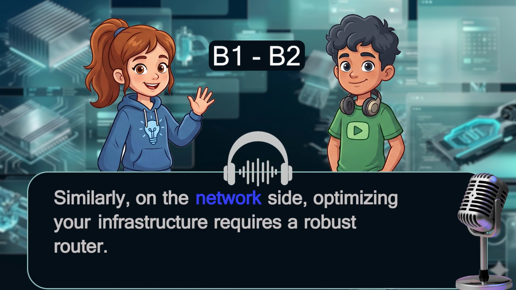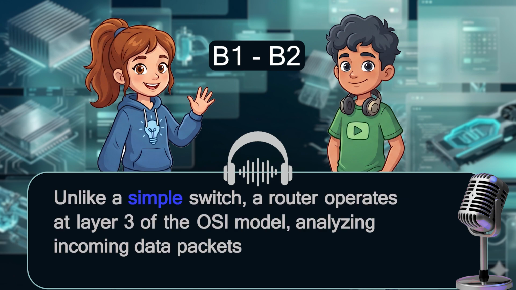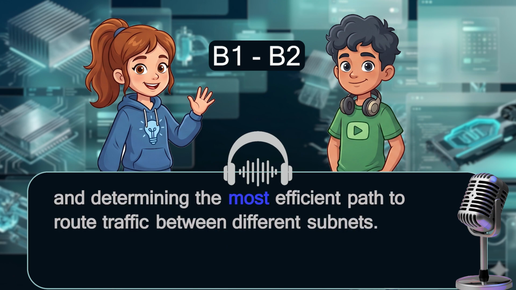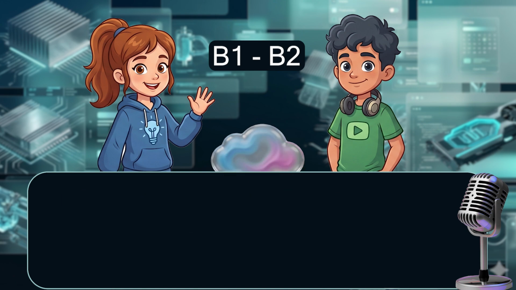Similarly, on the network side, optimizing your infrastructure requires a robust router. Unlike a simple switch, a router operates at layer 3 of the OSI model, analyzing incoming data packets and determining the most efficient path to route traffic between different subnets.